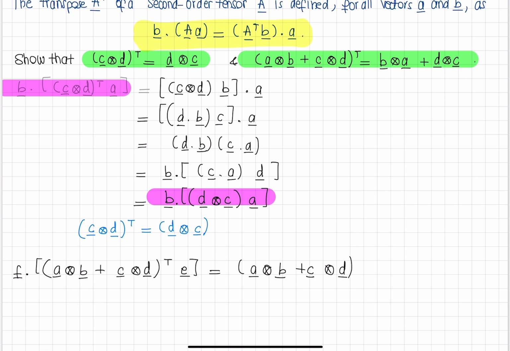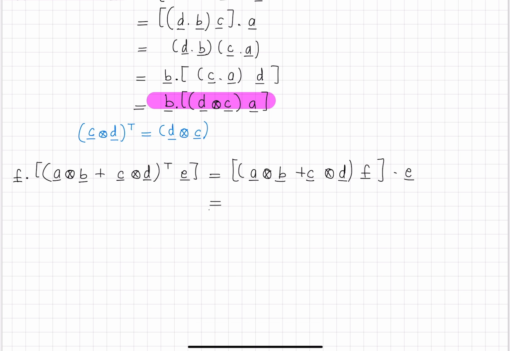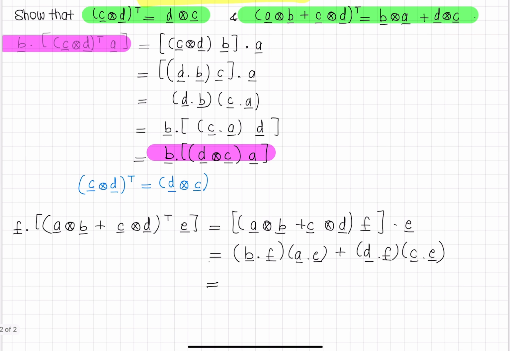Okay, acting on f dotted with e, which is equal to (b · f)(a · e) plus (d · f)(c · e). Okay, taking the dot e as a common factor, I think, taking the dot f as a common factor.